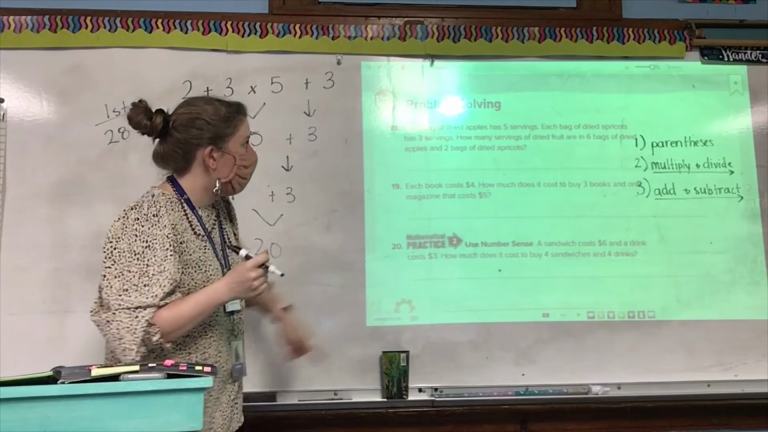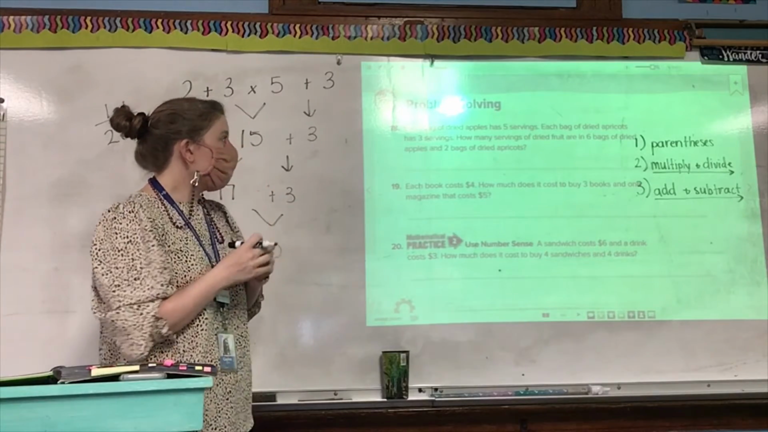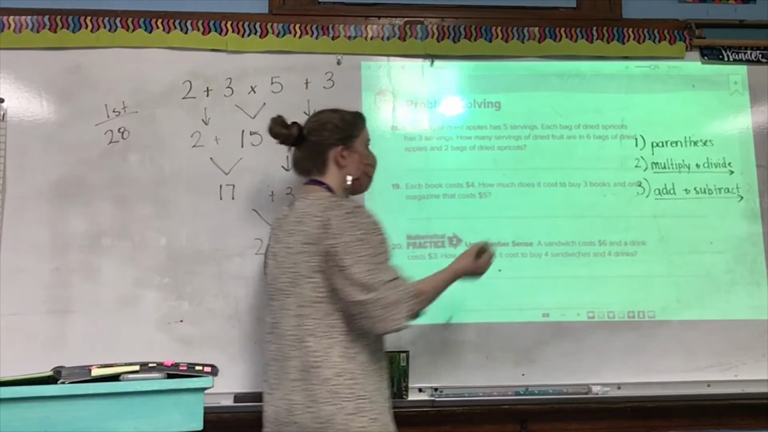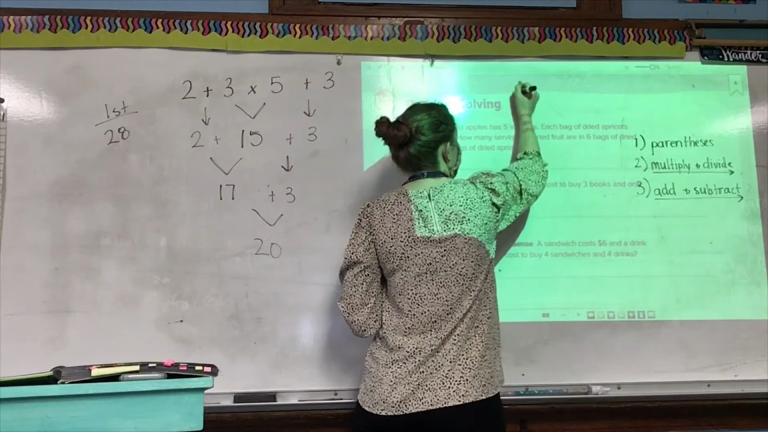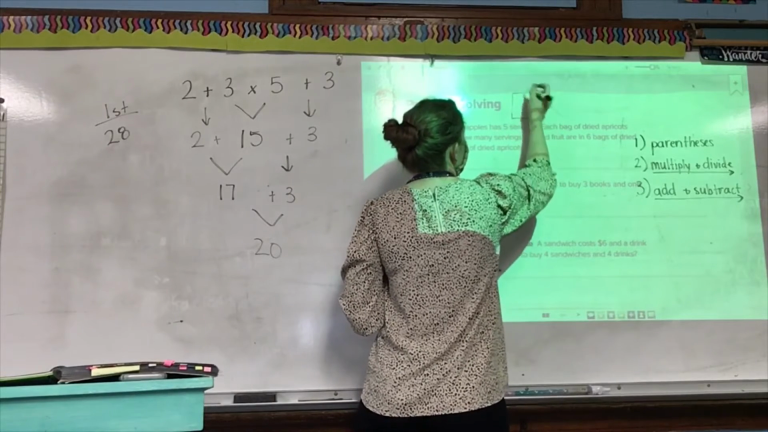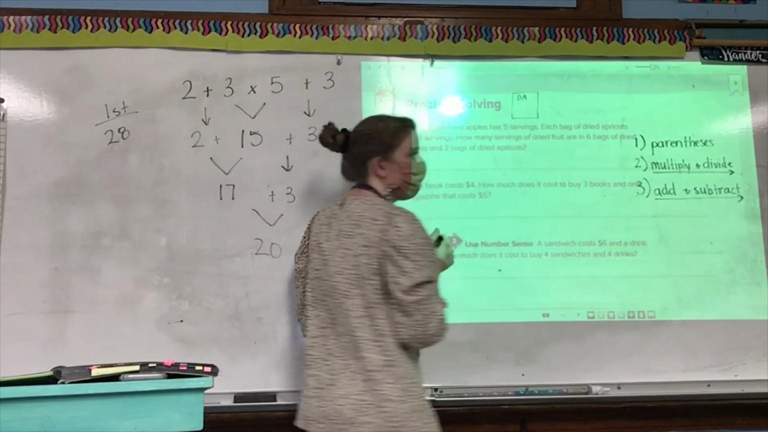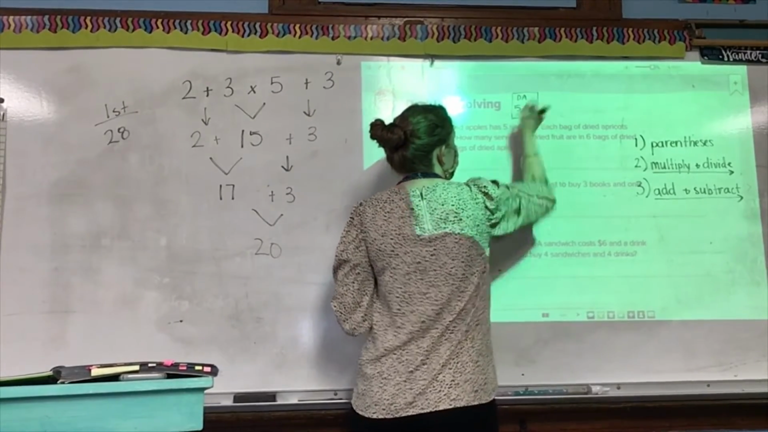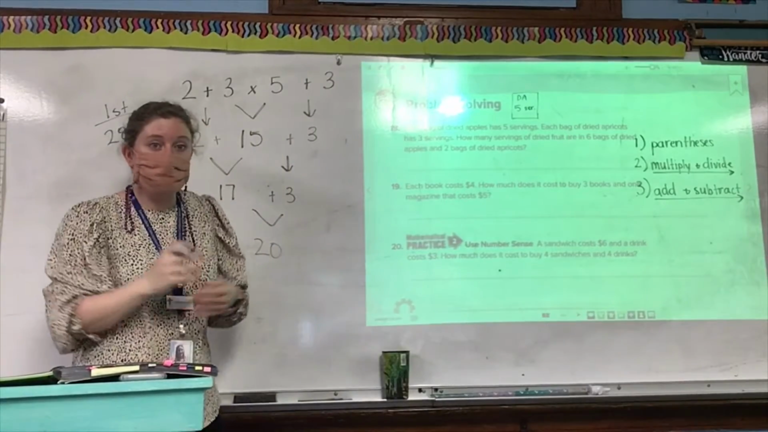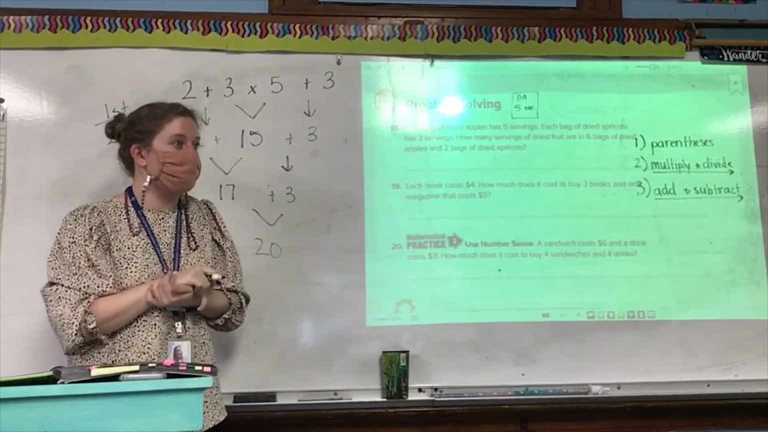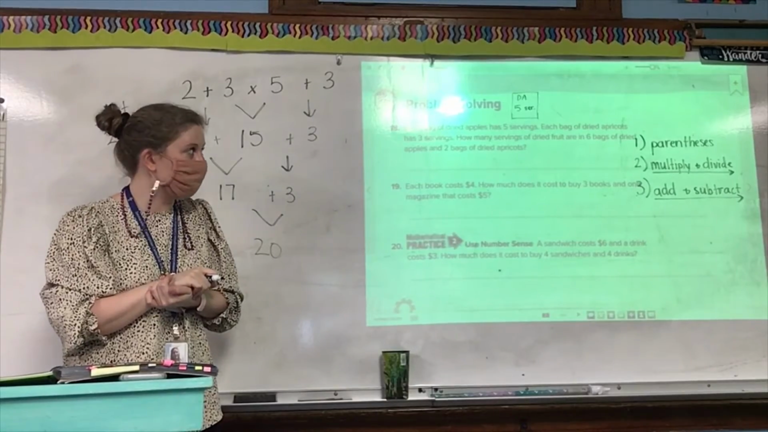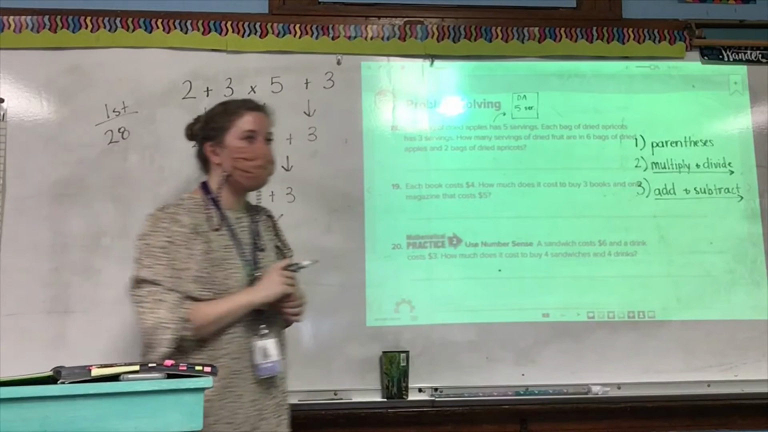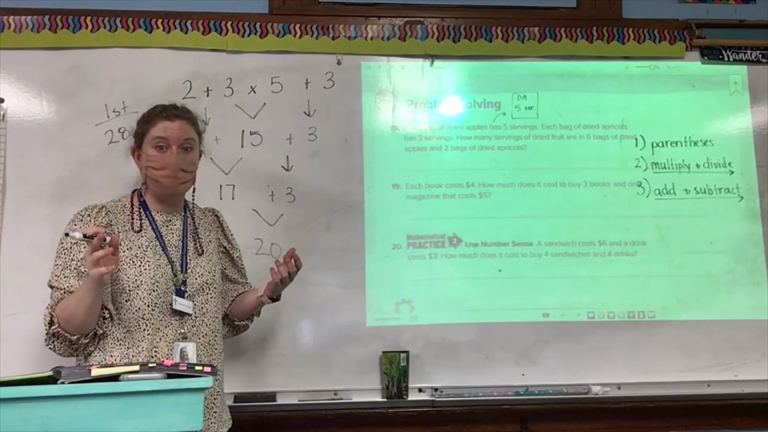Okay? Number 18. Each bag of dried apples has 5 servings. Okay? I'm going to draw a picture. Here's my bag of dried apples. There are 5 servings in it. So that means if I buy one bag, 5 people can have some apples, the same amount. Okay, I'm going to draw an arrow to that picture so that I know exactly which part goes with that.